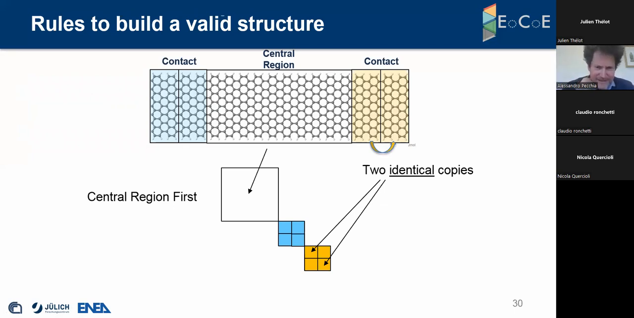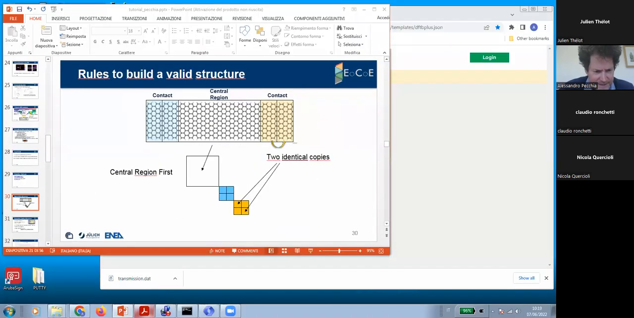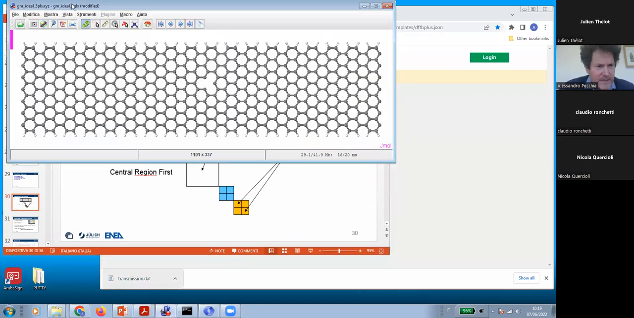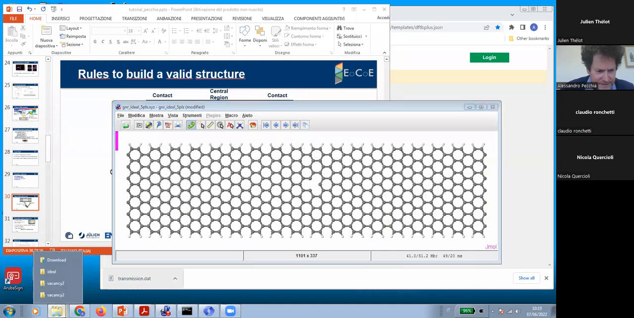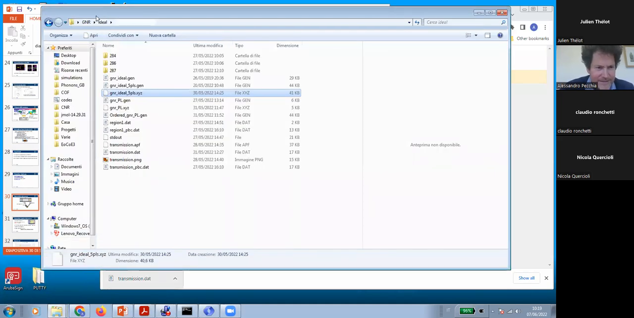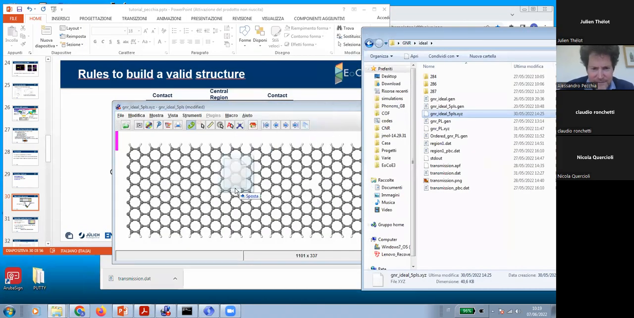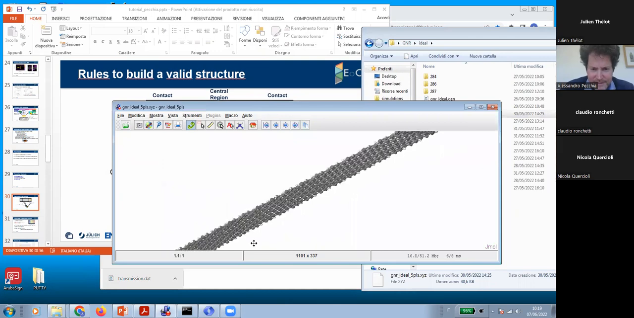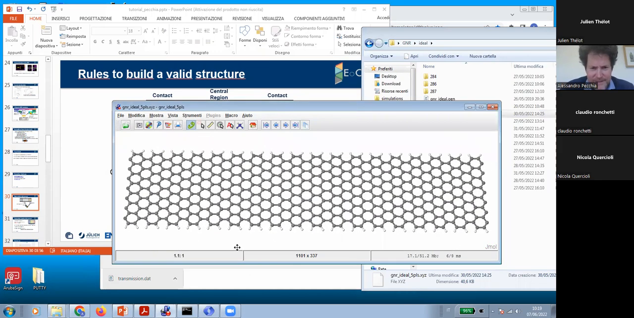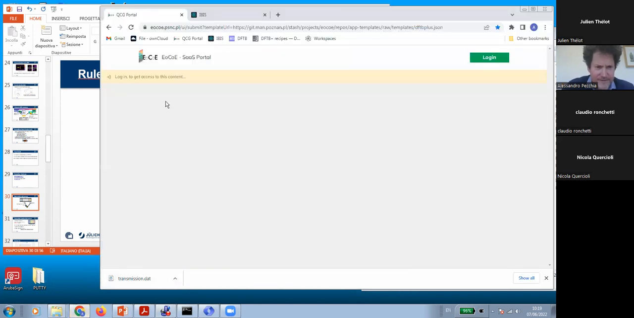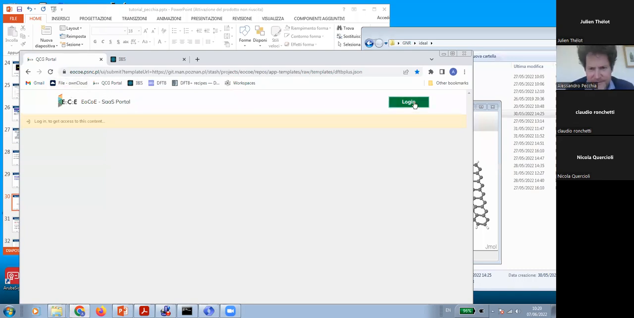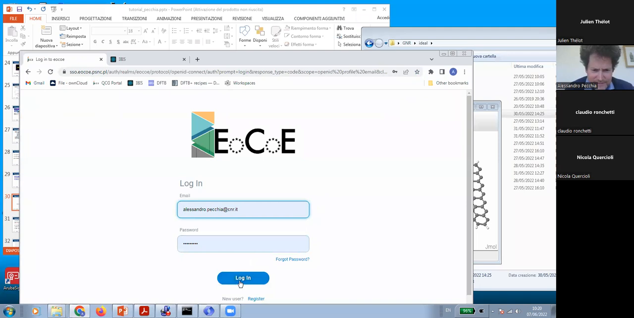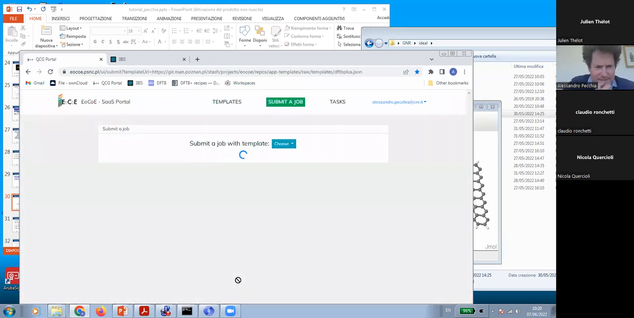Okay, starting more on the tutorial side, let's say we would like to look at a system like this. Actually, let's see if I can manage. Okay, this is already with a vacancy in it. Let's start with the ideal one. I will show you where to download the structure. Okay, this is our graphene nanoribbon, and you can download the structure from the portal. So you go to this QCG and you log in. Hopefully you already have your credentials, so you can log in.